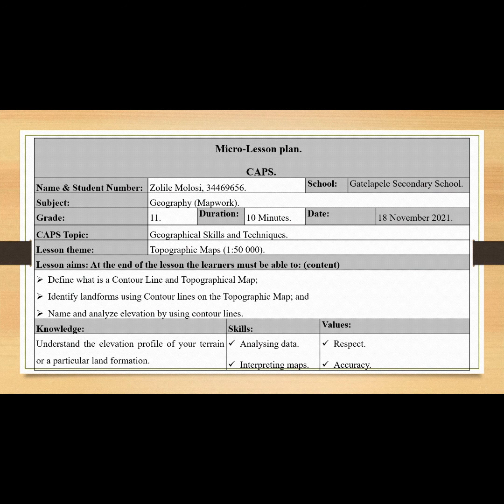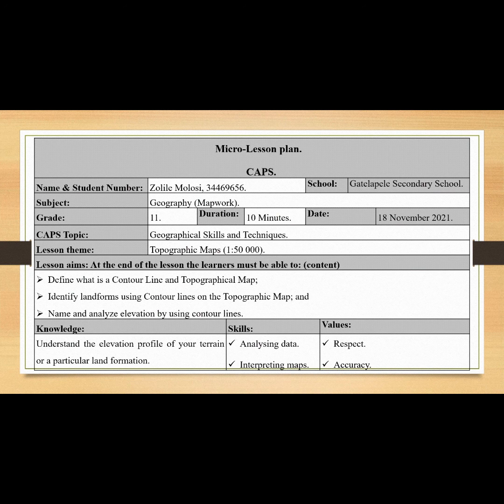Which knowledge are they going to gain on this lesson? Understanding the elevation profile of their own terrain or particular landform where they live. The skills they are going to acquire on this lesson is that they will be able to analyze data and interpret maps, since they'll be dealing with a topographical map.